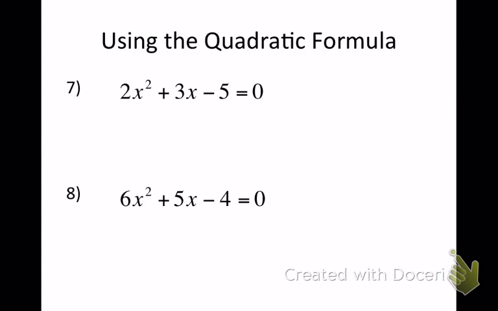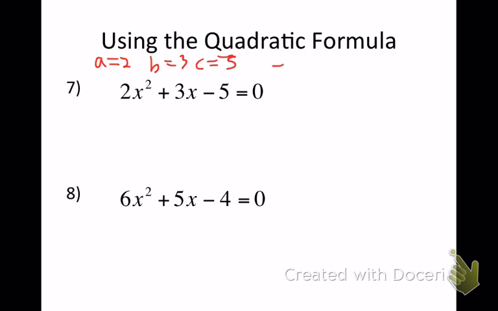We are not done. I have 2 more for you right here. Take a couple seconds, try these 2 on your own as well. All right, so let's look through number 7 here. I need to identify A, B, and C. Jake O'Connor, what's A, B, and C? 2, 3, negative 5.